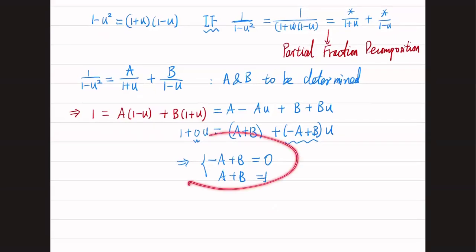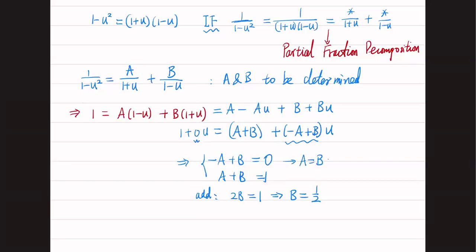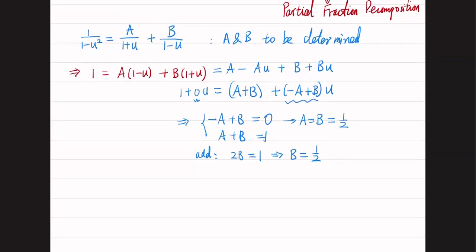How do we find A and B from this system of equations? What do you suggest? Okay, if we add them, the A terms cancel each other. 2B equals 1, so B is 1/2. And from the first equation, we know that A equals B, so A is also 1/2. Now we have A and B.